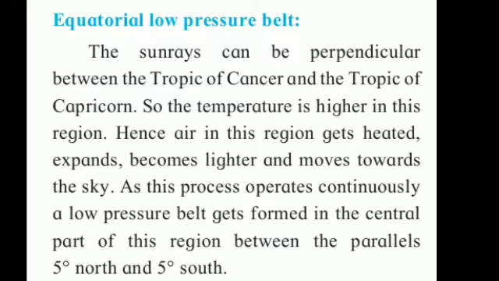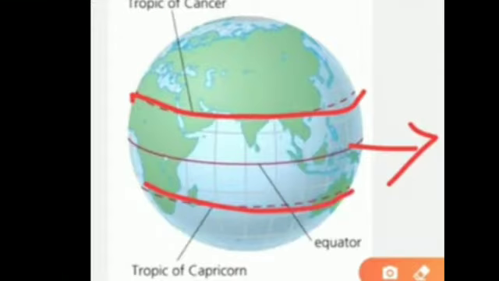Now let's see the explanation. Students, see this. This is the Tropic of Cancer and this is the Tropic of Capricorn. Understood? Now between the Tropic of Cancer and the Tropic of Capricorn, what happened? The sun rays fall in a perpendicular direction. Perpendicular means at an angle of 90 degrees, means straight. So here the sun rays fall very straight.